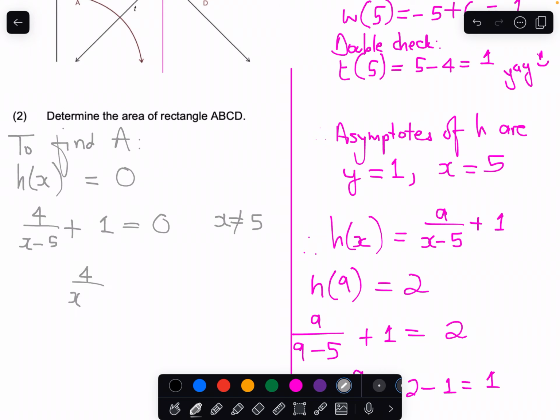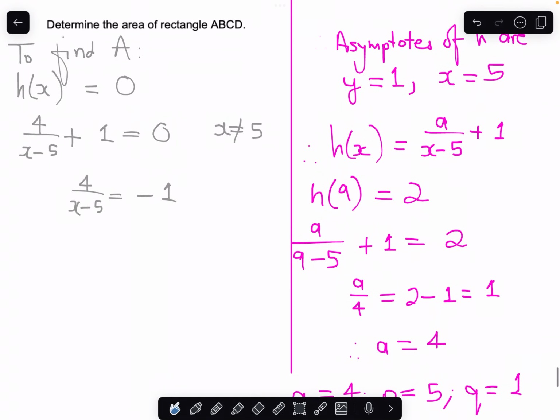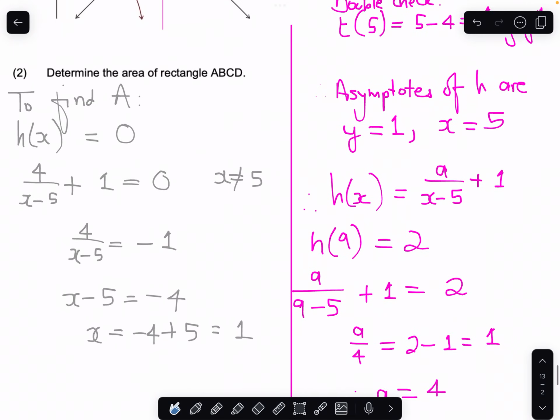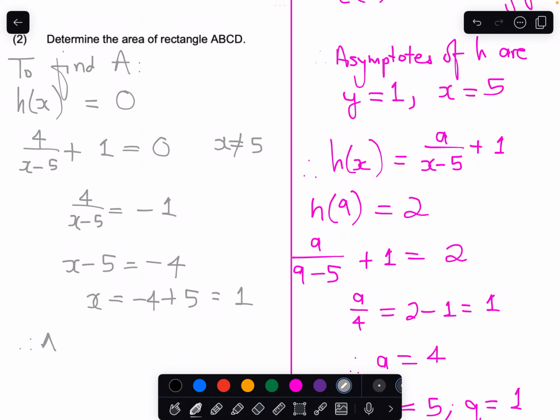So 4 over x minus 5 is equal to, not 1, but rather negative 1. And the only way that can be true is if this number over here is negative 4. So x minus 5 needs to be equal to negative 4. So x is equal to negative 4 plus 5, which is positive 1. Right? So that gives us A. So A has the coordinates 1 and 0.